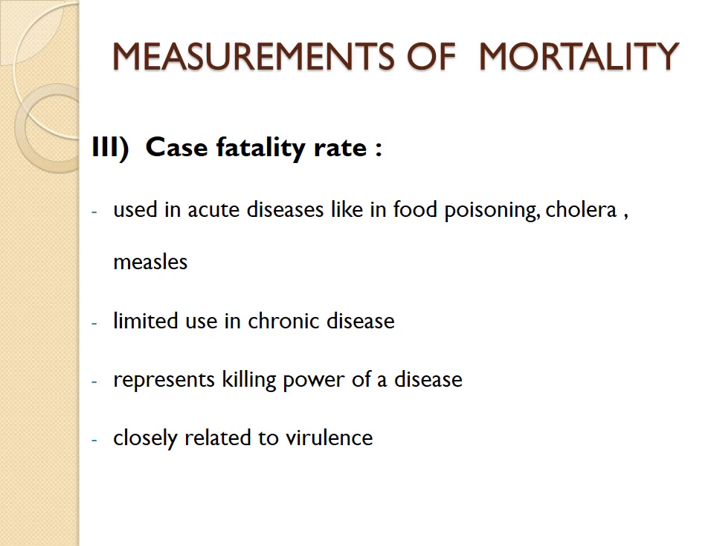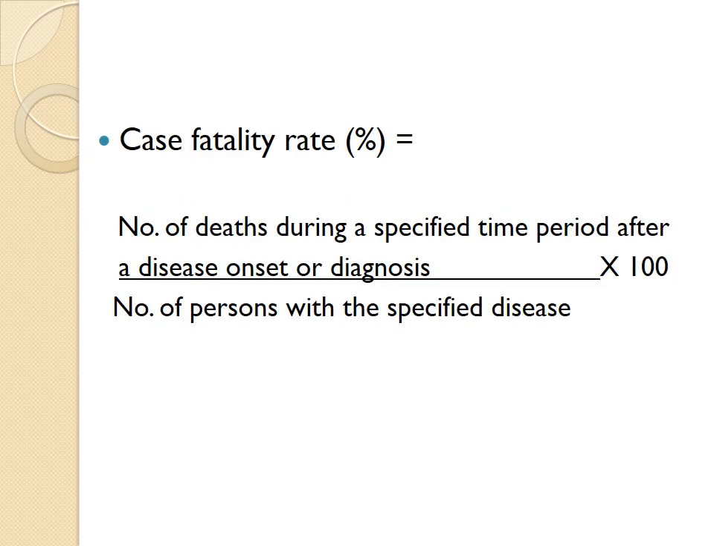One is the case fatality rate or CFR, which is used in case of acute diseases like food poisoning, cholera, measles, diarrhea, etc. But it has limited use in chronic diseases because it represents only the killing power of a disease and is closely related to the virulence of a disease. So how is the case fatality rate calculated? It is calculated by the number of deaths during a specified time period after disease onset or diagnosis, divided by the number of persons suffering from that specified disease, and it is expressed as a percentage. So the multiplier is 100.